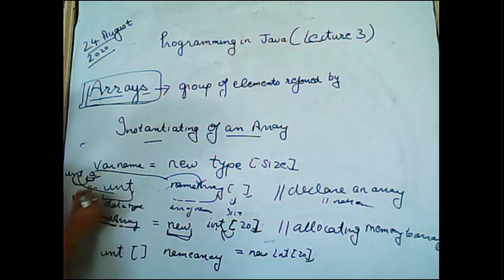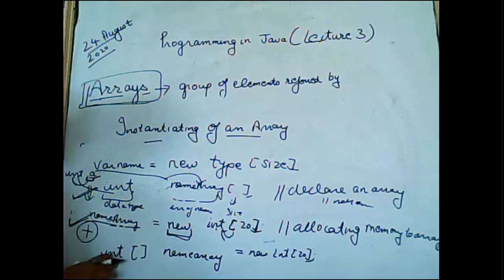Fine. So either you can write in the two statements. One statement is this, and the other statement is this. In the first statement you are declaring an array, and in the second statement you are allocating an array. But there is also a case where you can combine both of the above statements.